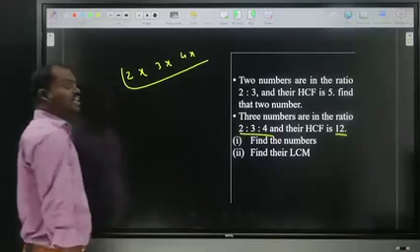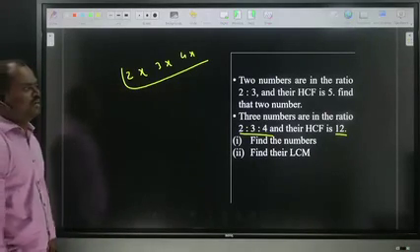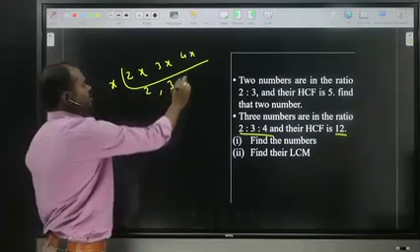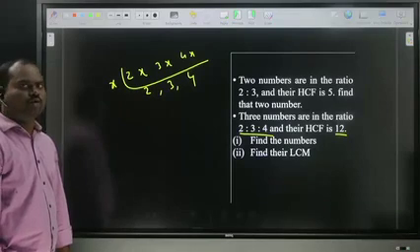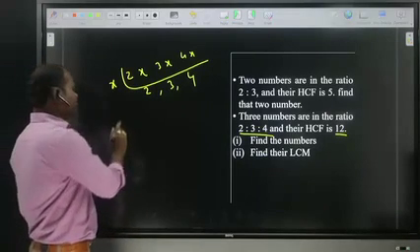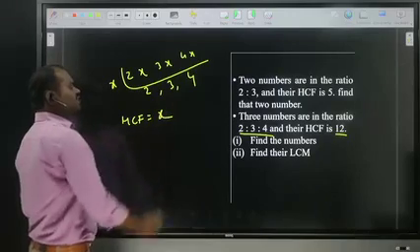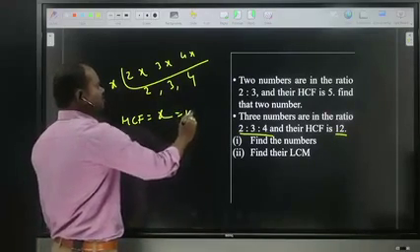Now our clue is HCF. In which table will you get all of them? x. The 2s, 3s, 4s, can you get anywhere else? No more. So what is the HCF? x. As per our assumption, the HCF is x. But as per the problem, what is the HCF? 12. x equals 12.